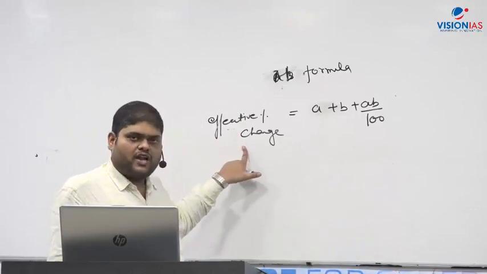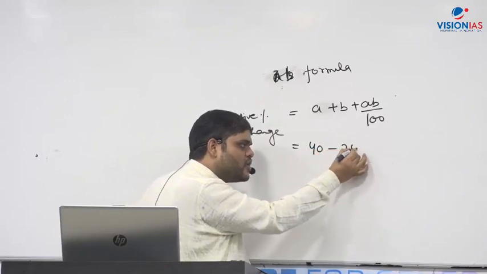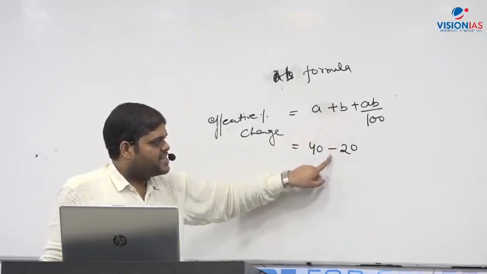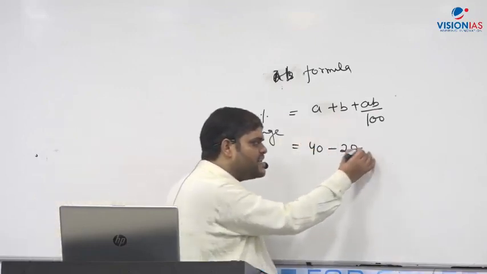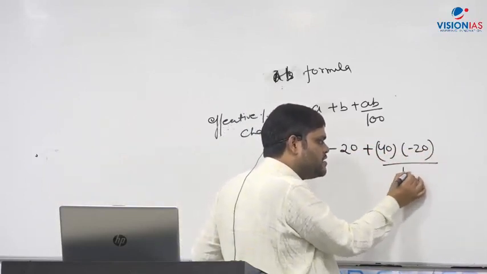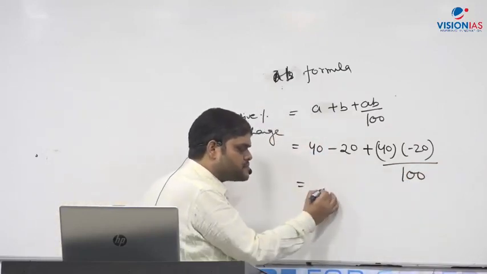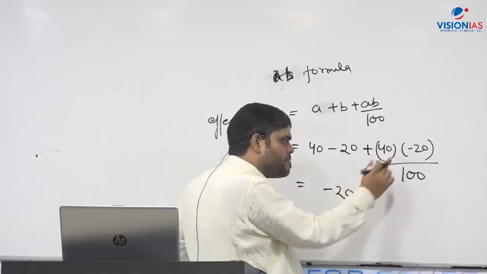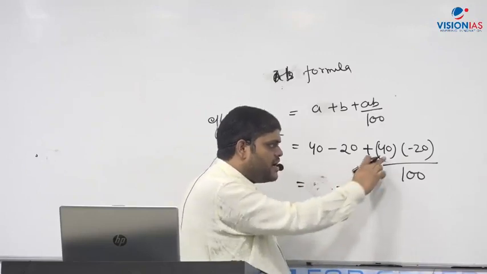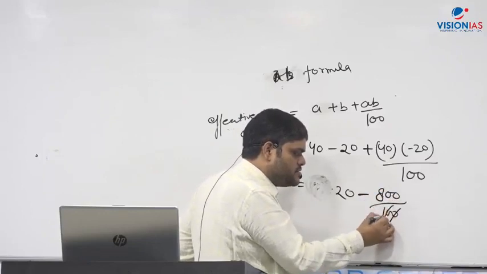Today I am doing with formula. There was an increment of 40% and a decrement of 20%. So I have taken 40 as positive and the decrement as negative: plus 40, minus 20, and the product, minus 800 upon 100.